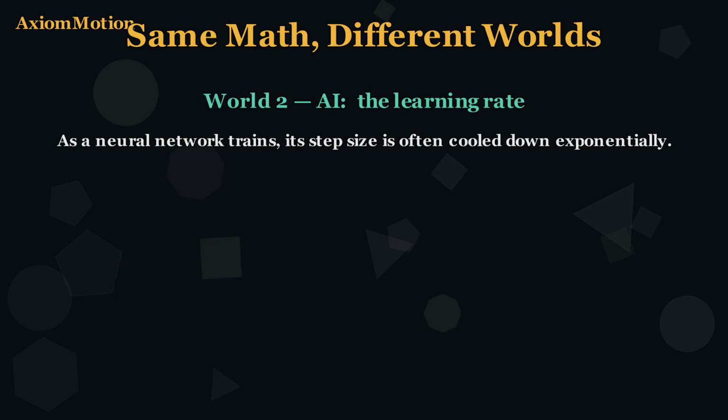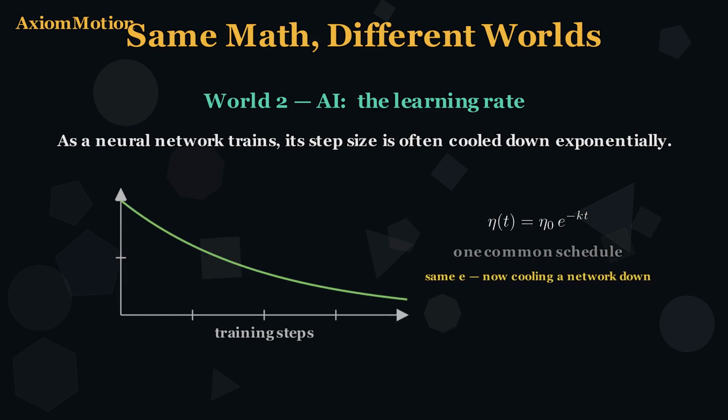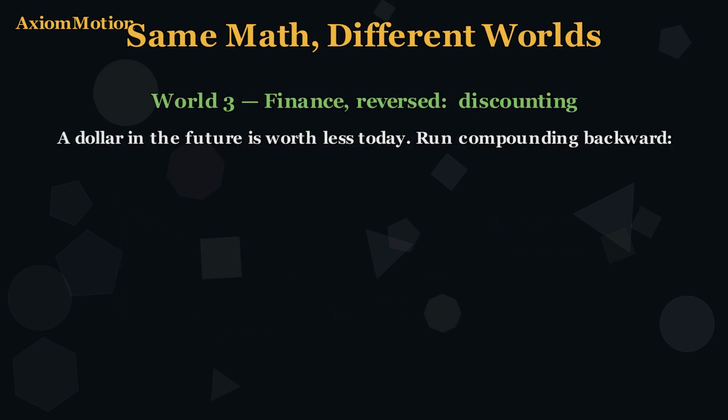World 2, artificial intelligence. As a neural network learns, the size of each update, its learning rate, is often cooled down. One common choice decays it as η0 e^(-kt). The very same constant that grows your savings is what gently slows a model as it converges.